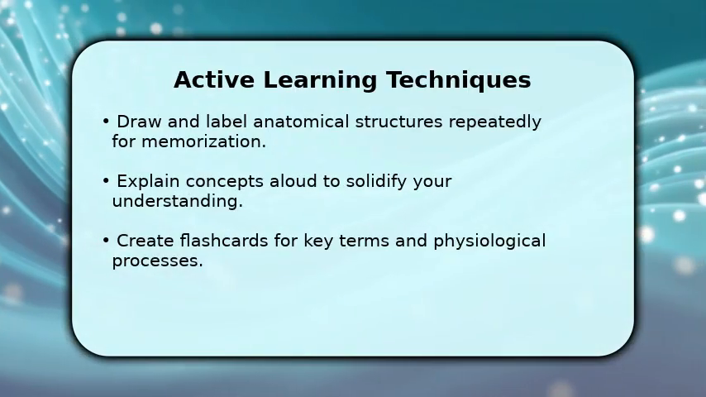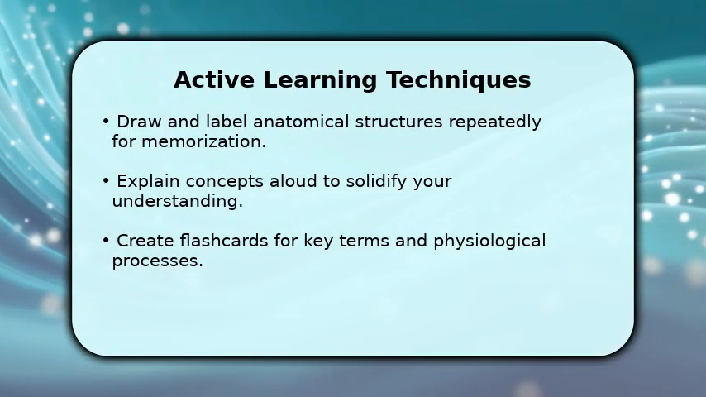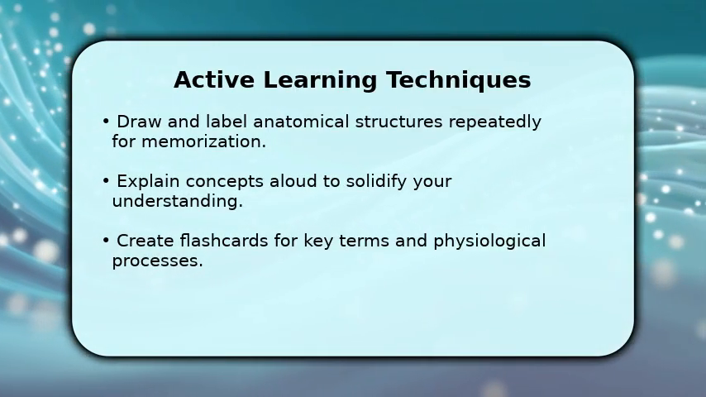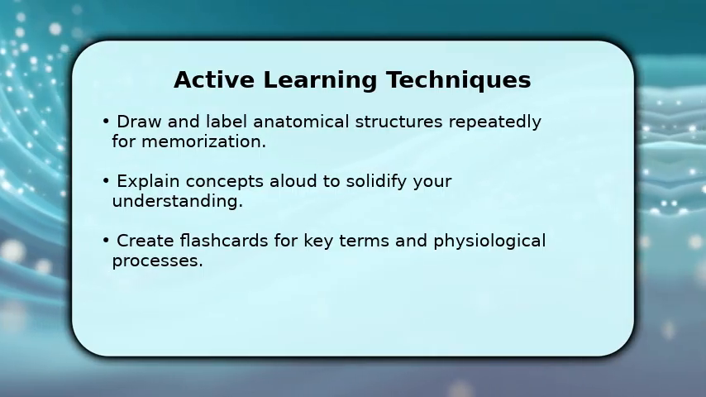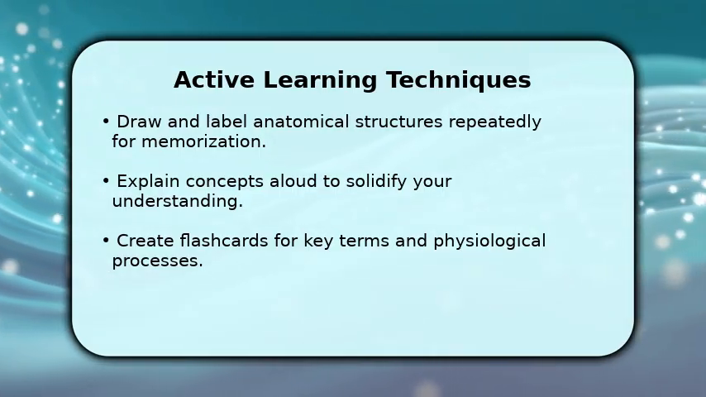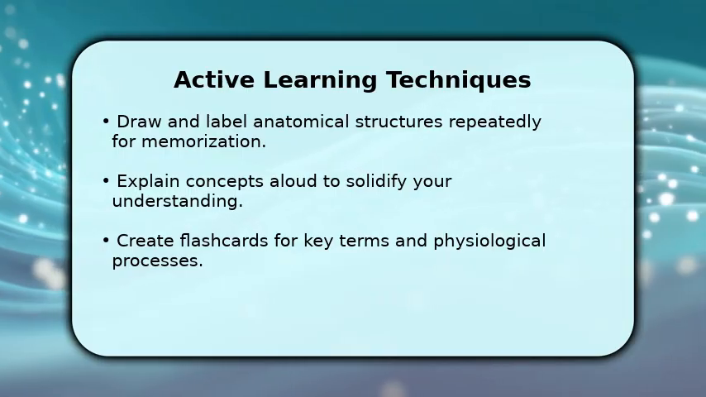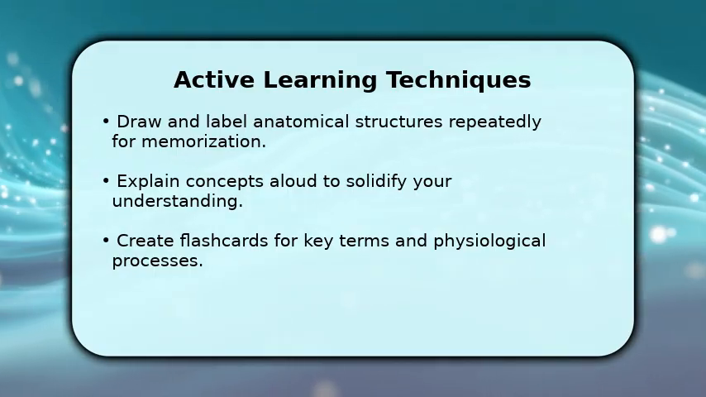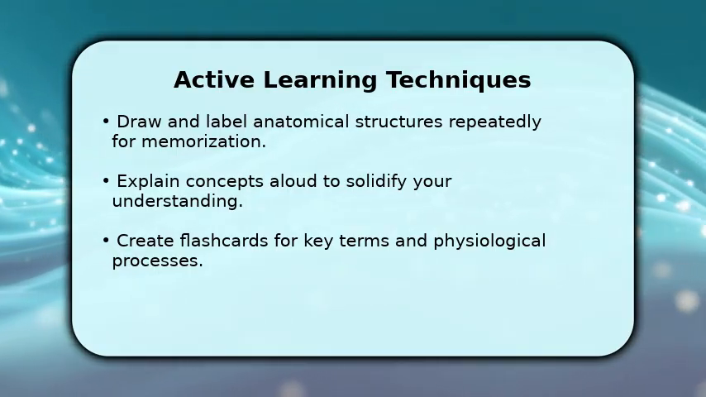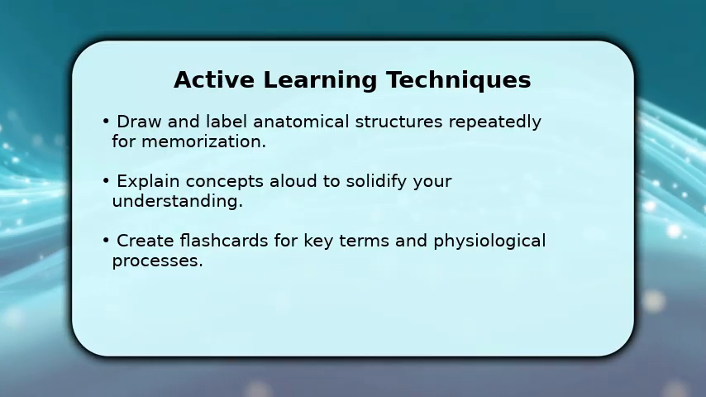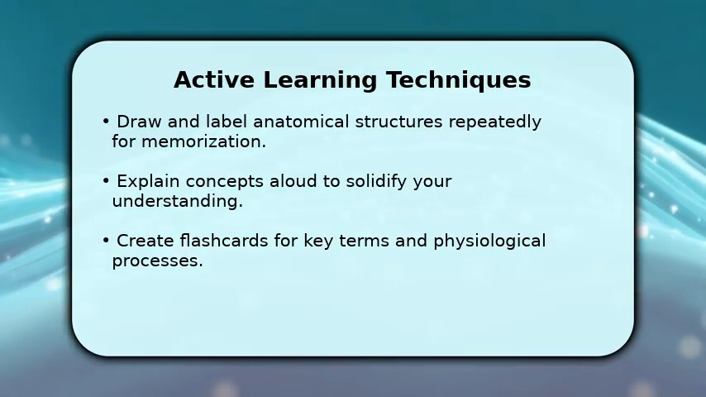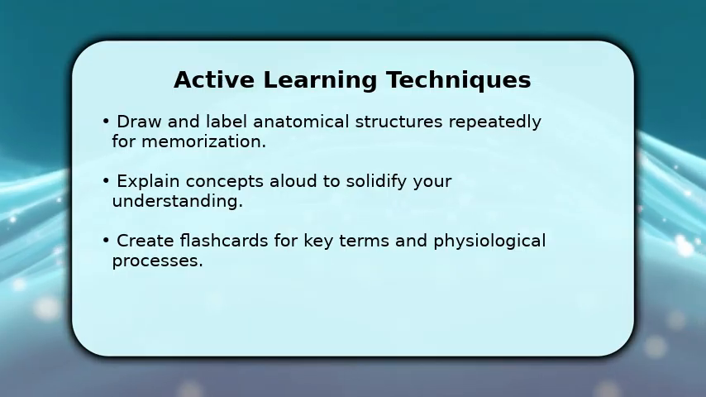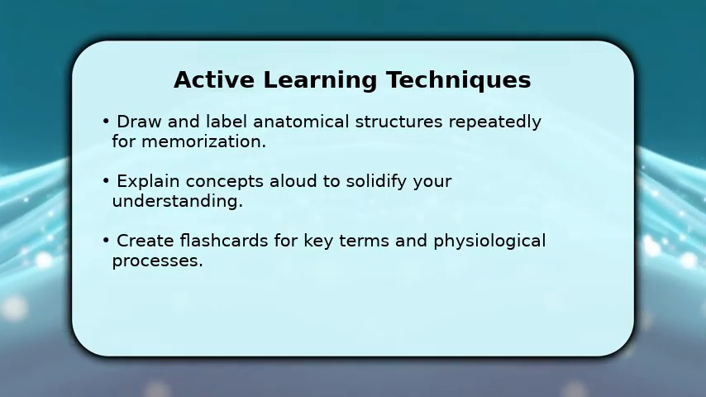Active learning is crucial for A&P. Try drawing and labeling structures like the heart or a neuron multiple times. This visual repetition is incredibly effective. Next, explain concepts out loud to yourself or a study partner. If you can teach it, you truly understand it. Don't forget to make flashcards for important terms and processes. Connecting new information to what you already know builds a stronger knowledge base.